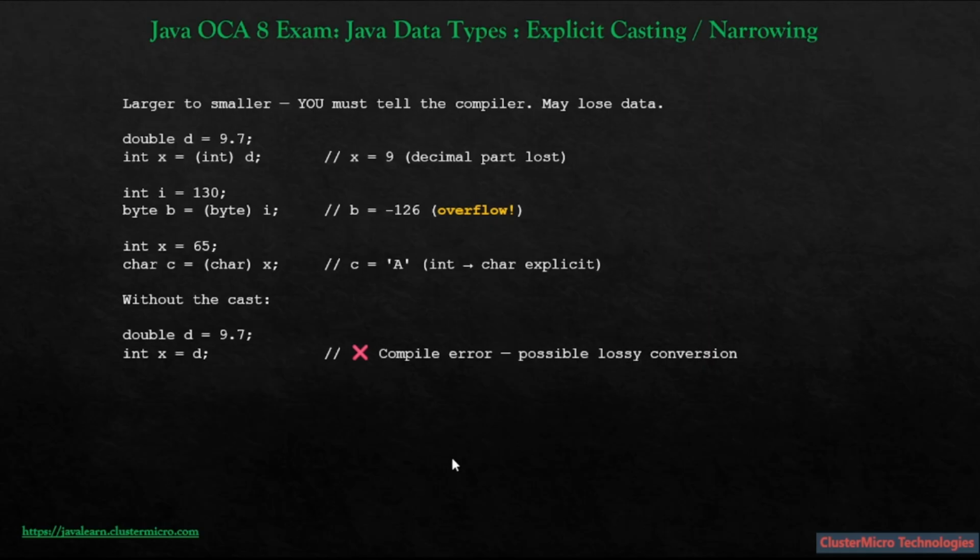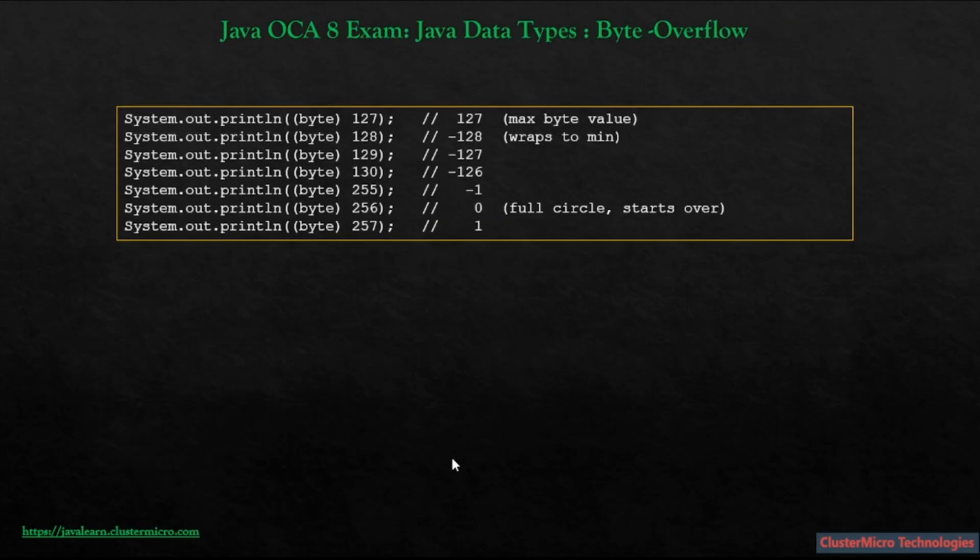So 130 is bigger than 127, right? So the overflow will happen. The math is simple. Take 130 divided by 256 and look at the remainder. The remainder in this case is 130 only, because you are dividing 130 by 256. Since the byte's positive range stops at 127, anything above 127, and 130 is greater than 127, will wrap into the negative side. So 128 becomes -128, 129 becomes -127, and then 130 becomes -126.